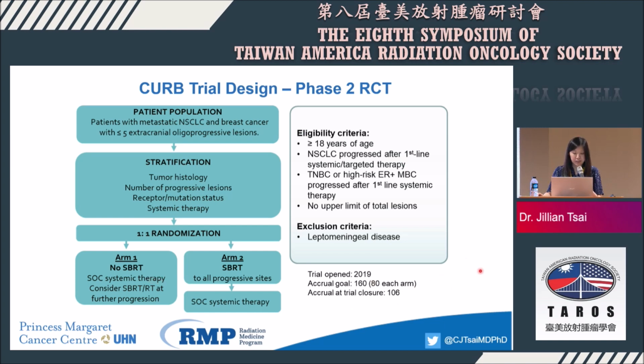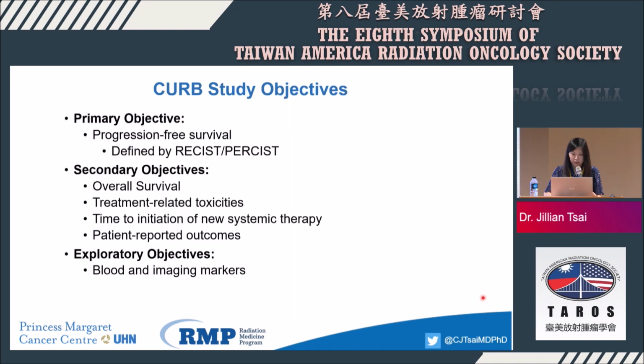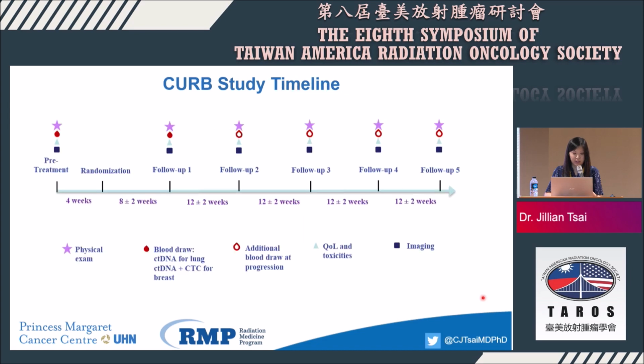And the trial was opened in 2019 with an accrual goal of 160. We did an interim analysis after 106 patients, and because of efficacy, we closed the trial. So we wanted to see if the addition of SBRT to the progressive lesions will improve the progression-free survival. That was our primary endpoint. And this is the study timeline. We register the patient and we take serial follow-up scans up to 1 year.